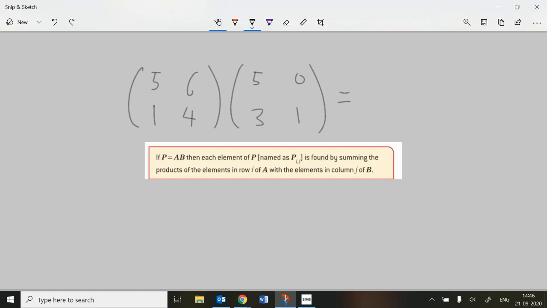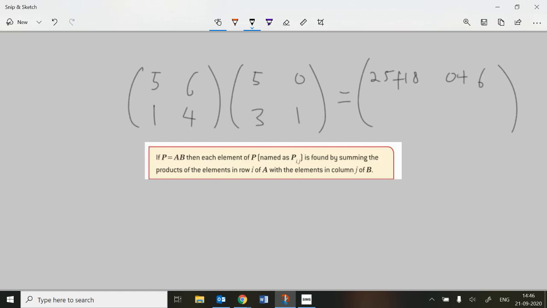Okay, so in this case we're going to do 5 times 5, so we've got 25, and then 6 times by the 3, so plus 18 there. Then we're going to do the first row times by the second column, and that's going to go in this position here. And obviously we're going to sum those elements as well. So 5 times by 0 is 0, that's pretty convenient, and then 6 times by the 1 gives us 6, so plus 6 there.